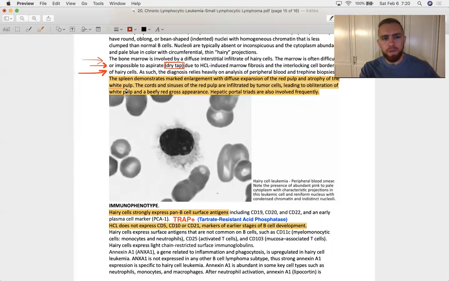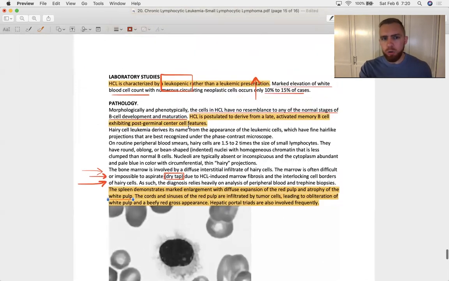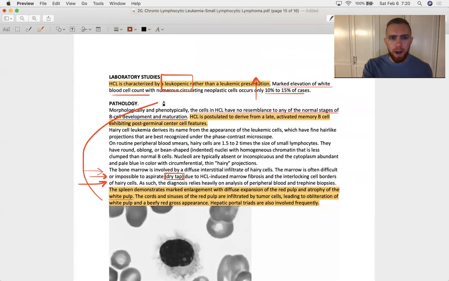The white pulp of the spleen just totally atrophies, which kind of goes along with the leukopenia up here, right? And it is also in opposition to what you would see in CLL. In CLL, you've got a splenomegaly, but the white pulp is popping, it's big. There's a party in the white pulp in CLL. But in hairy cell leukemia, these cancerous cells get stuck in the red pulp, and so that crowds out the white pulp. So it's a little bit of a difference there.